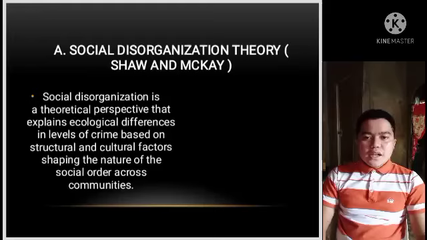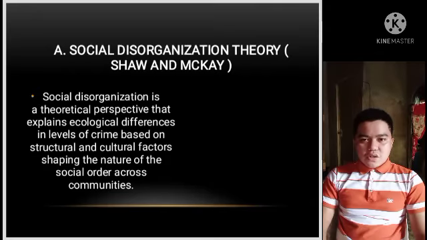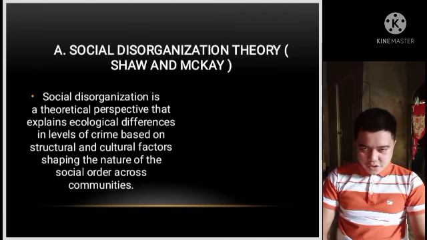This entry focuses on three major sociological theories of crime and delinquency: strain, social learning, and control theories. Social disorganization theory, by Shaw and McKay. Social disorganization is a theoretical perspective that explains ecological differences in levels of crime based on structural and cultural factors shaping the nature of the social order across communities.